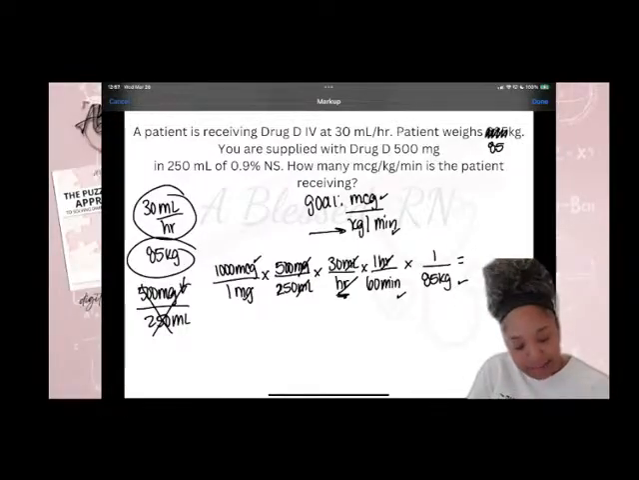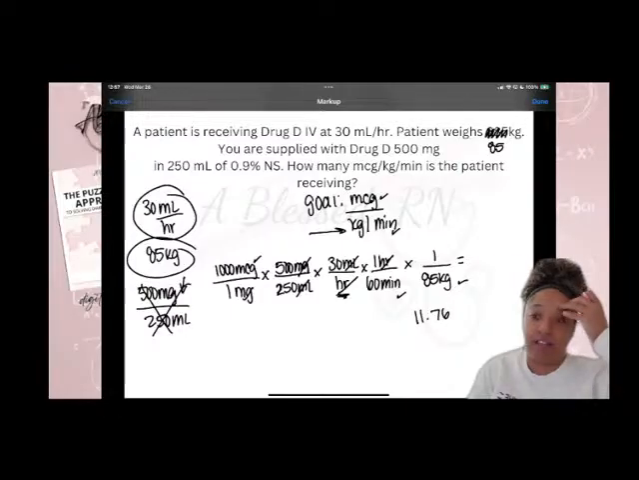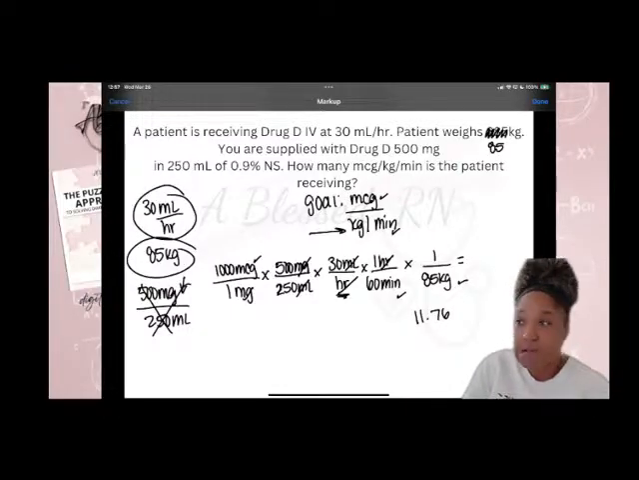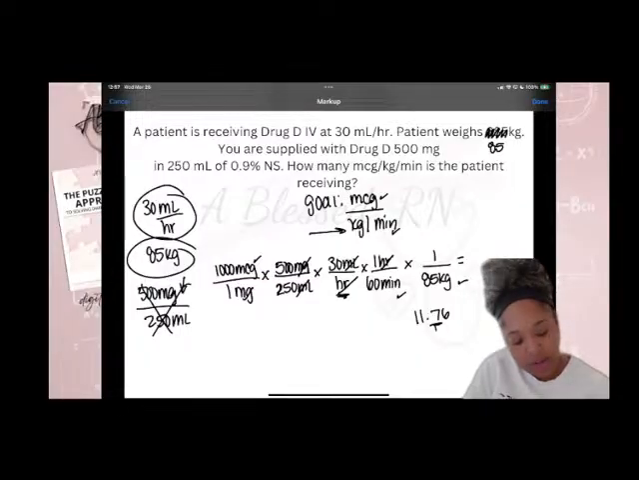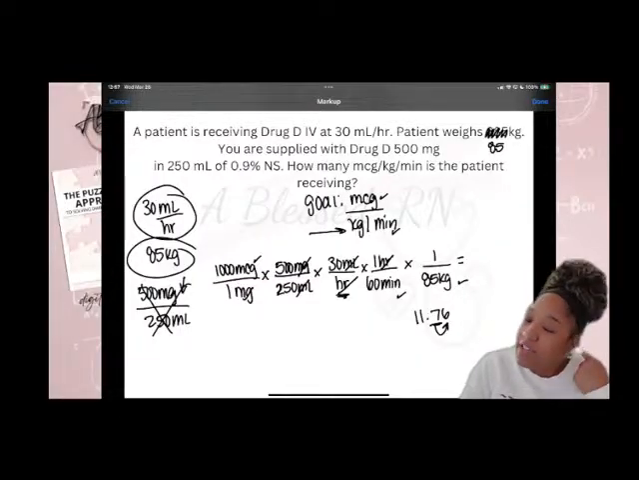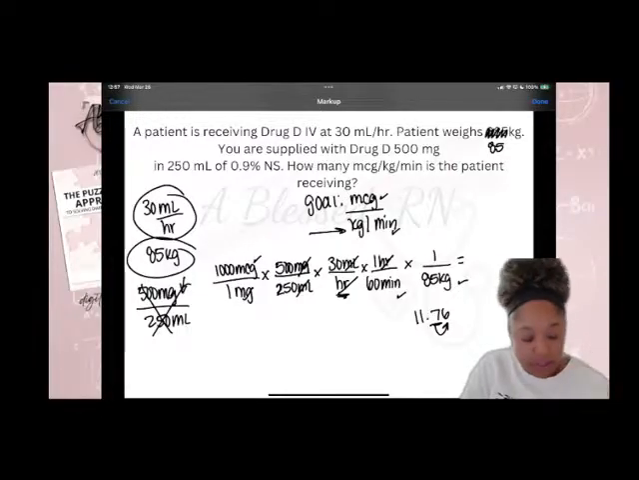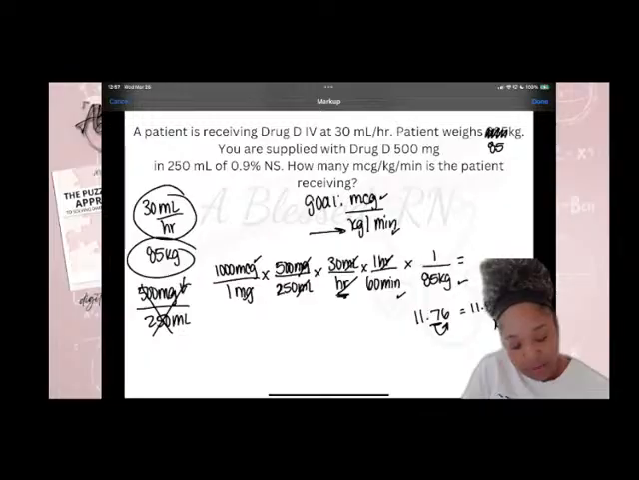So I got 11.76. Yeah. Micrograms per kilogram per minute. If this asked us to round to the nearest tenths place, what would our answer be? So we start at the tenth place, we go to its neighbor, say, hey, neighbor. And if that is a 5 or more, we raise the score by 1. So our answer would be 11.8 micrograms per kilogram per minute.